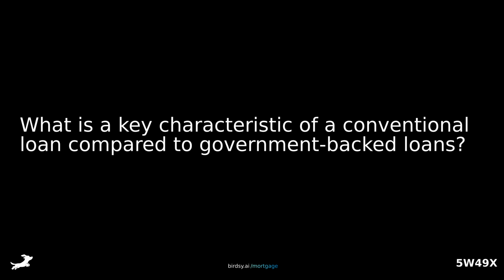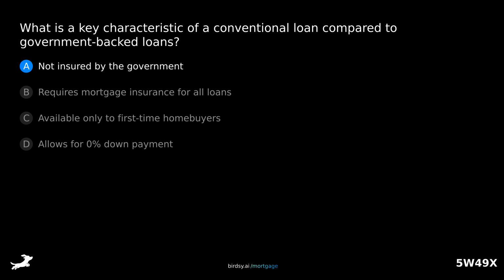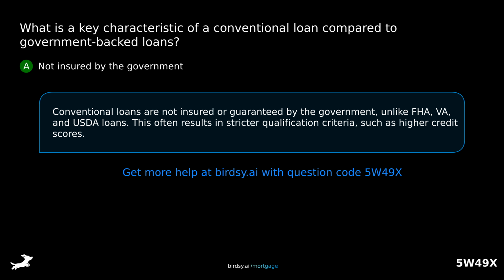What is a key characteristic of a conventional loan compared to government-backed loans? Is it A, not insured by the government, B, requires mortgage insurance for all loans, C, available only to first-time homebuyers, or D, allows for 0% down payment? The answer is A, not insured by the government. Conventional loans are not insured or guaranteed by the government, unlike FHA, VA, and USDA loans. This often results in stricter qualification criteria, such as higher credit scores.